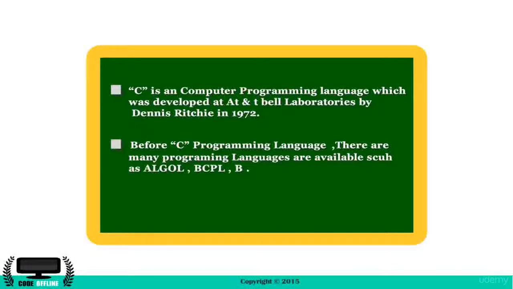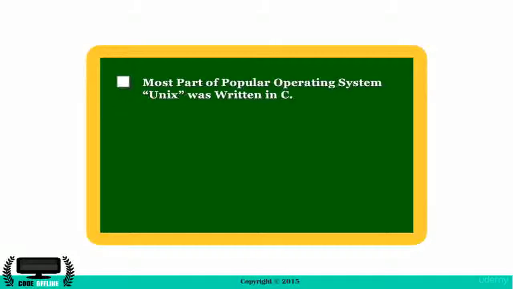So with the help of such a need, the C programming language evolved. Most of the popular operating system UNIX was written in the C programming language. So let's see a short video where Ken Thompson and Dennis Ritchie are working at Bell Labs on the Unix operating system.